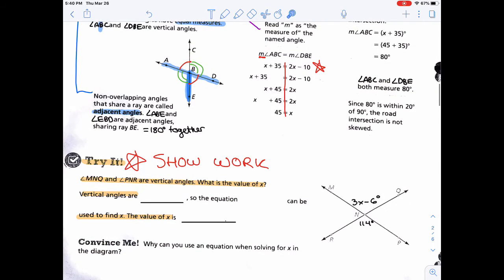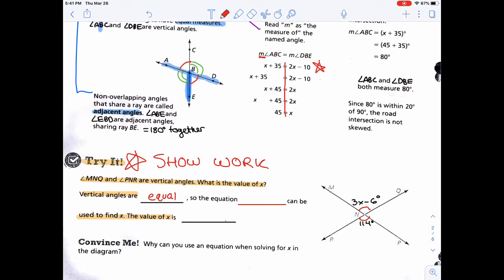Down here under our try it section, we have angle MNQ and PNR as vertical angles. So again, we can draw in those little symbols to show that they are equal, and we want to find the value of x. First we have our fill in the blanks here, and I think you do have a fill in the blank right there. We have vertical angles are equal.